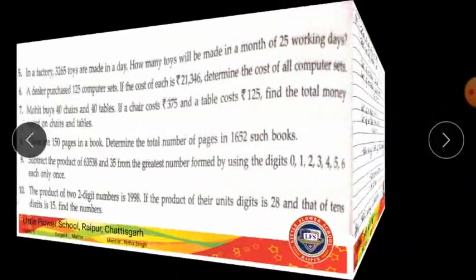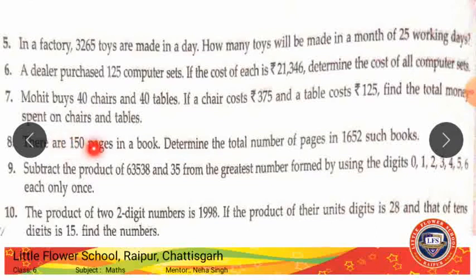Next, 8th question. There are 150 pages in a book. So you need to determine the total number of pages in 1652 books. See, all the questions have a similar pattern. One book's page number is given, or one TV set's or computer set's price is given, or one day's number of toys is given. You need to find the respective days or respective amount, right? So what are you doing? You need to multiply.